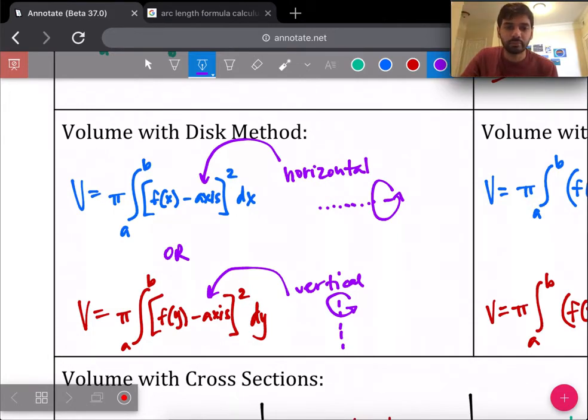Okay? Let me be as specific as I can. Just so there's no ambiguity or confusion, write: axis is horizontal or axis is vertical.